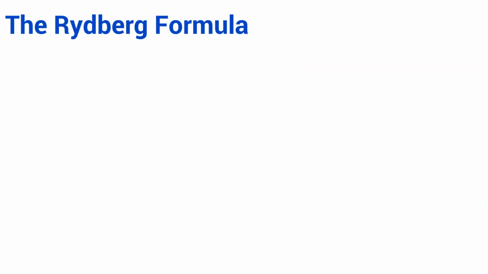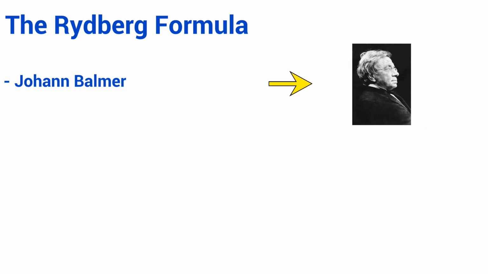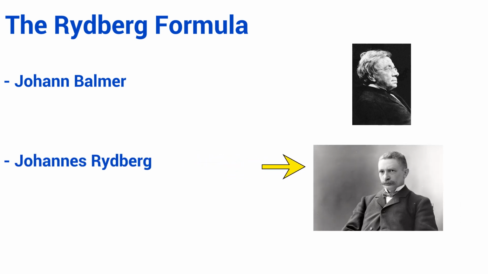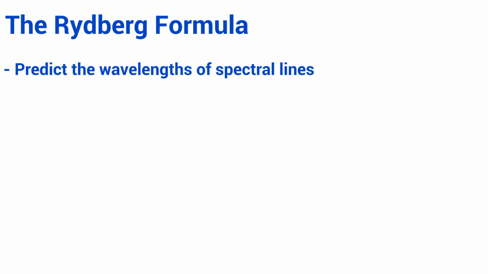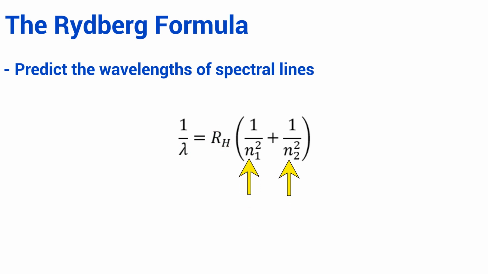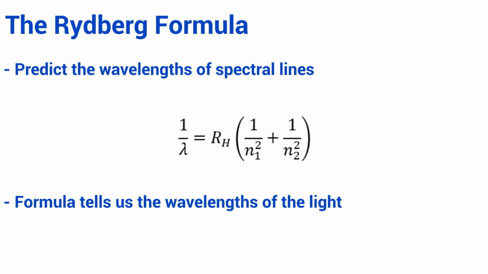In the early 1880s, a scientist named Johann Balmer discovered a mathematical relationship for the visible lines of hydrogen. Later, a Swedish physicist named Johannes Rydberg generalized this formula, which became known as the Rydberg formula. The Rydberg formula helps predict the wavelengths of spectral lines for hydrogen and similar atoms, as you can see on the screen. Where λ is the wavelength, R_H is the Rydberg constant for hydrogen, and n1 and n2 are the energy levels. This formula tells us the wavelengths of the light emitted when an electron moves from one energy level to another in hydrogen.